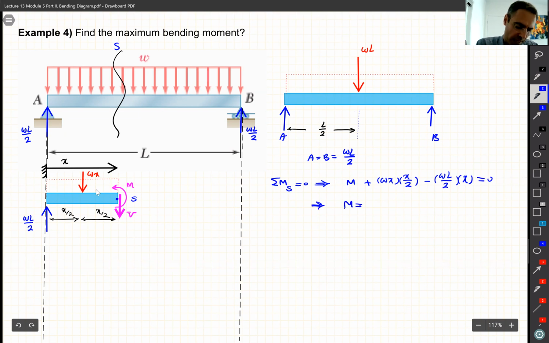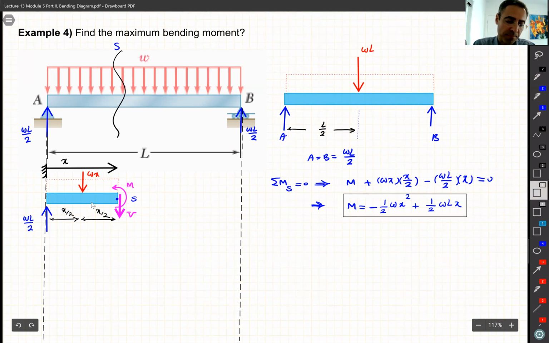It gives me M. Let me simplify it. So it gives us minus half of Wx squared plus half of WLX. So that's the equation for M, all right? So we found the equation for M.